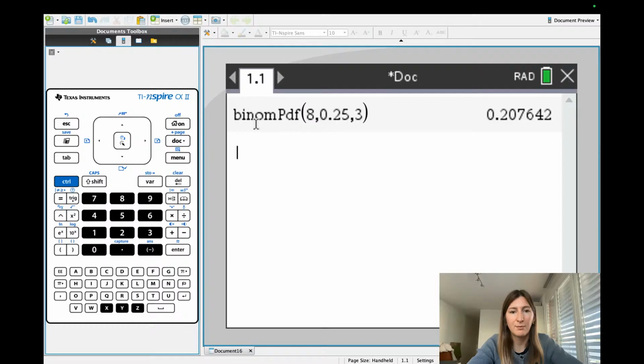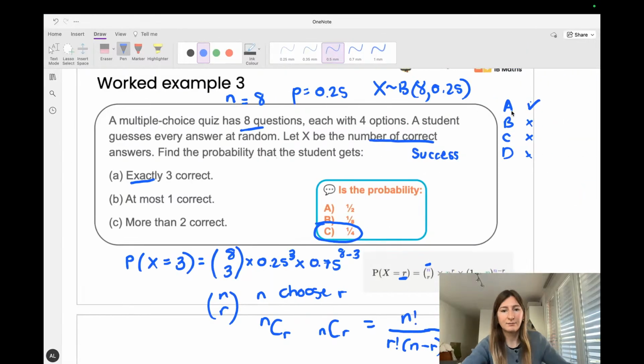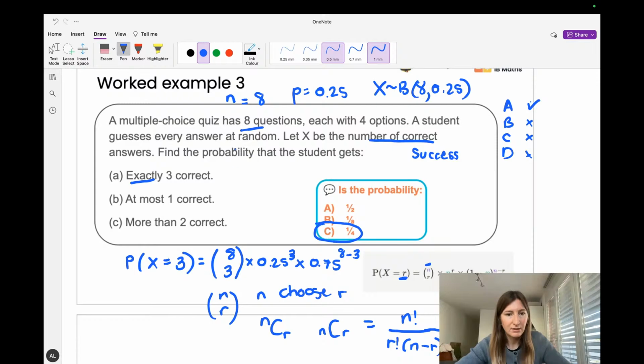And it looks like this. We get binomial PDF, 8 trials, 0.25 chance probability, and the number we're interested in, 3. All right, so we have 0.2076. We want 3 significant figures, so 0.208. So let's write that there. Just going to take this away for now. Let's clear up some space.